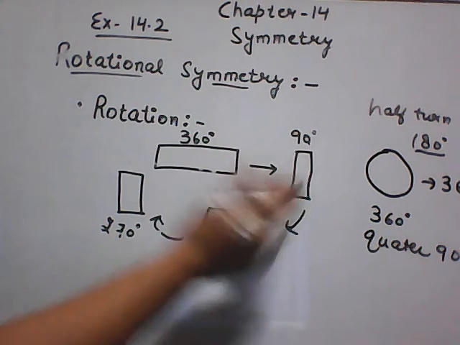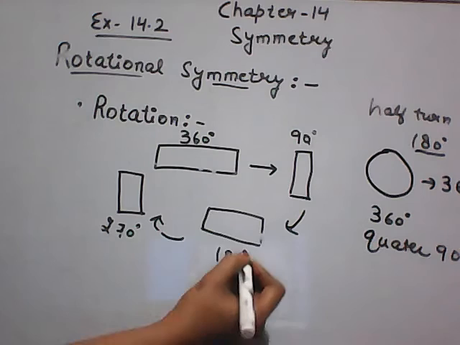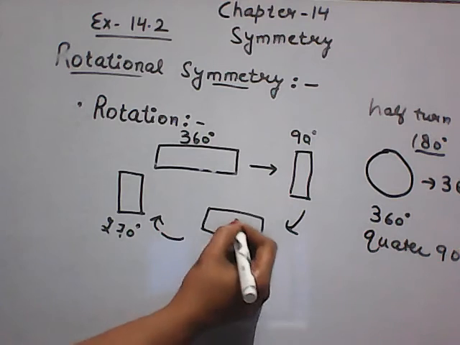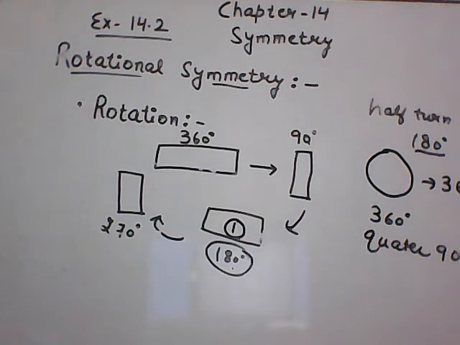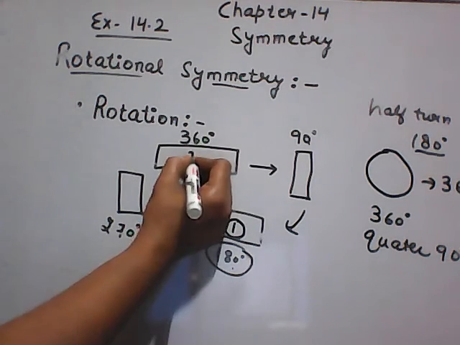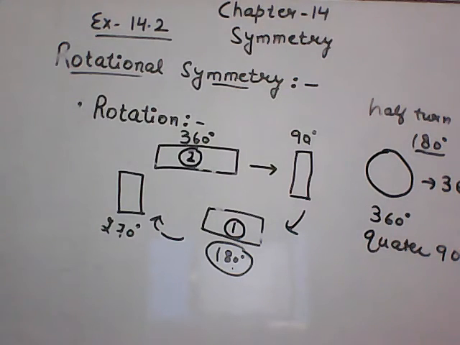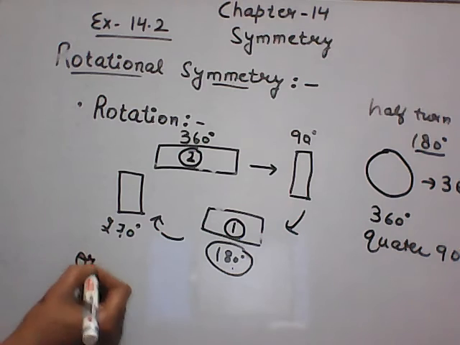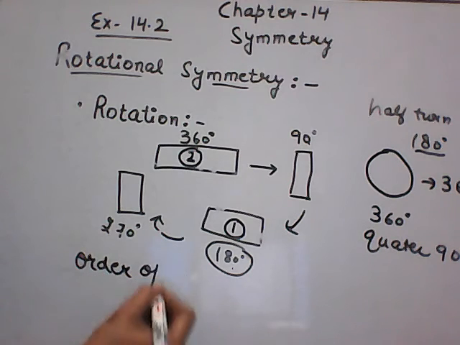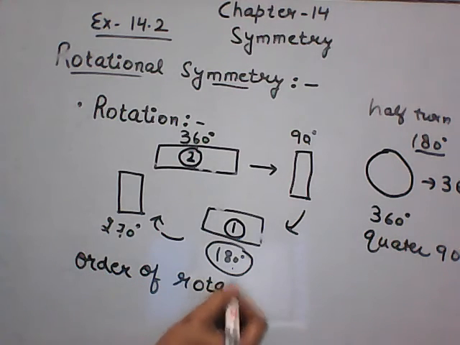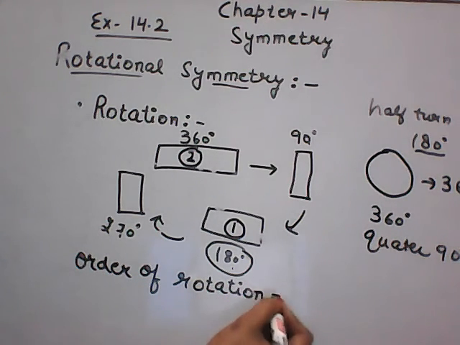If we rotate this object at 180 degrees, it coincides with its original position. At 360 degrees, it coincides with its original position. So, how many times does this object coincide with its original position? Two times. So, the order of rotation for this figure is 2. Order means how many times a figure coincides with its original position. In this way, we can find the order of rotational symmetry.